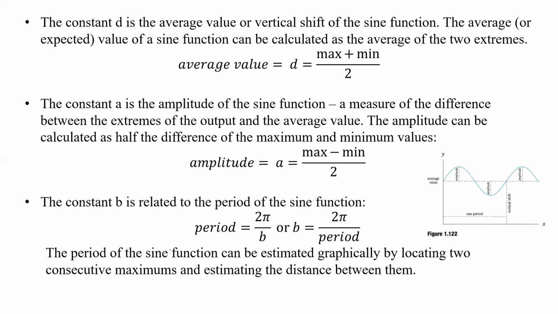Now, the period of the sine function is estimated graphically by locating 2 consecutive maxes or mins or in between points, and then kind of getting that value and finding how far it is. Like I said, we could go from 1 to 4, and 4 minus 1 is 3, so that's our period.